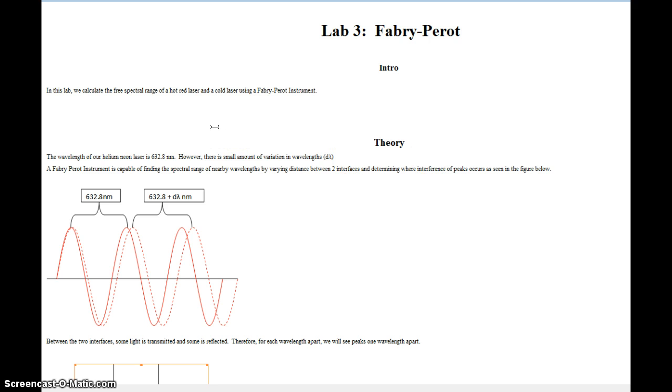So this is the Fabry Perot lab, and I think actually this was lab number 4, so I'm going to change that right there. Okay, in this lab we calculate the free spectral range. Our group did a hot red laser and a cold laser using the Fabry Perot instrument. The wavelength of a helium neon laser is 632.8 nanometers. However, what we're measuring is the amount of variation in wavelengths, and that is essentially the free spectral range, how much that varies.